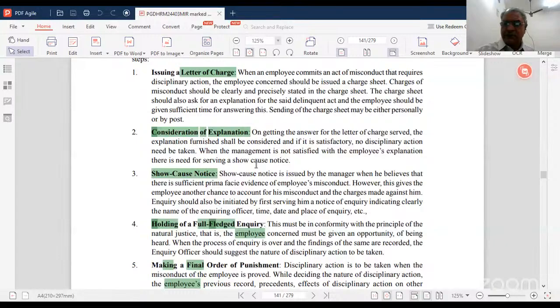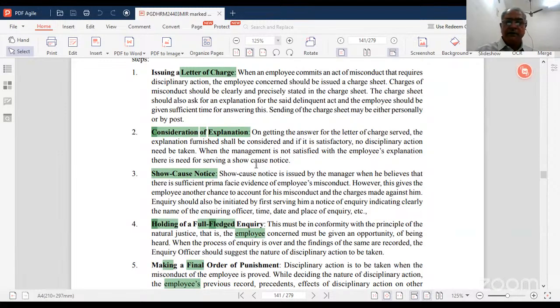A show cause notice is issued by the manager when he believes that there is sufficient prima facie evidence of the employee's misconduct. When the supervisor or manager feels that there is a fault with the employee, but he is deceiving or not giving any sign, then he will give a show cause notice. This gives the employee another chance to account for his misconduct and the charges made against him. An inquiry should also be initiated by first serving a notice of inquiry, indicating clearly the name of the inquiry officer, time, date, and place, etc.